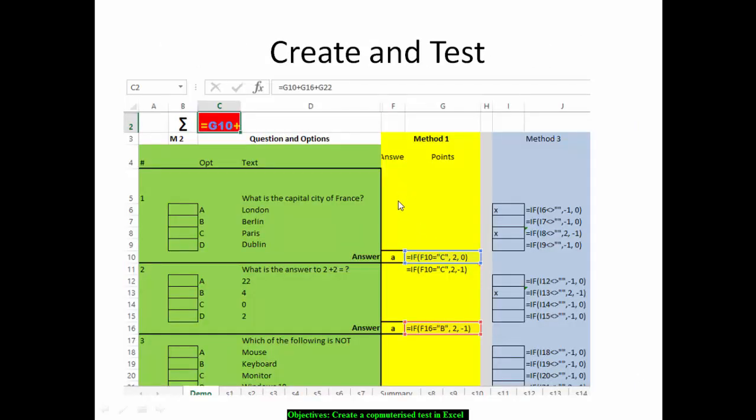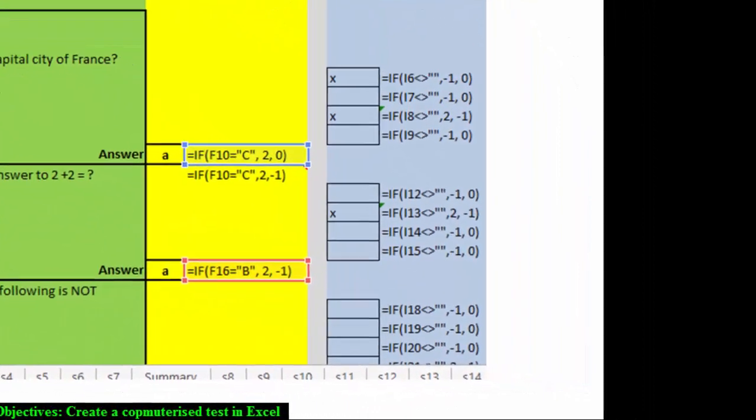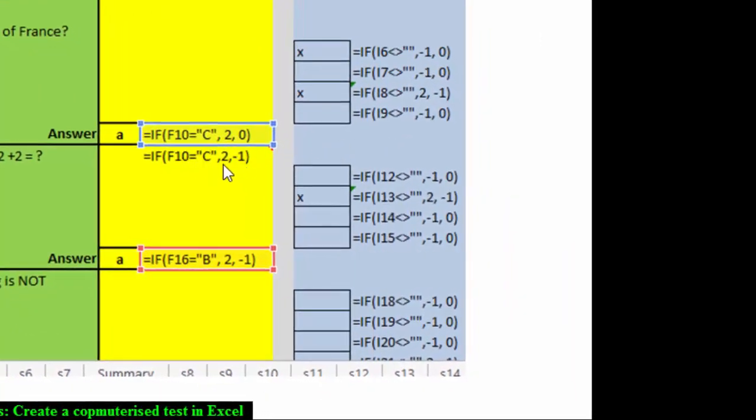Here is what I've created on computer in Microsoft Excel. You can see I've laid out the questions and options, and I've left a space for collecting answers. The student would type in A because it's option A, and this formula is for working out the mark for that question. If it's right, you give 2 marks. If it's wrong, you don't give any. The one below is if you get it wrong, you get 1 penalty point, minus 1. This is good to prevent guessing.